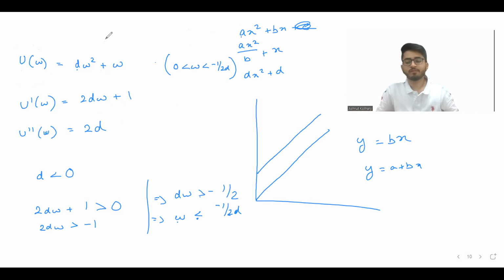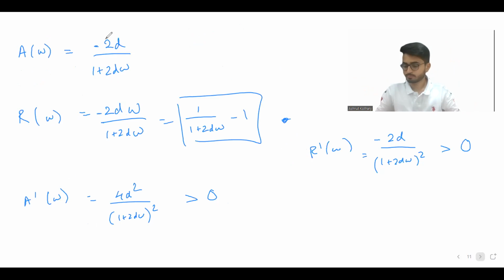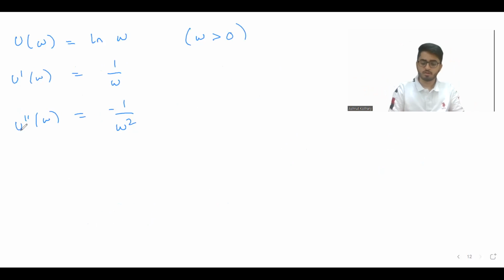U dash W will be 1, पॉजिटिव है. सेकंड डेरिवेटिव तो ऐसे ही नेगेटिव है, तो कोई दिक्कत नहीं, नेगेटिव है ही तो. 2D है, W से फर्क ही नहीं, independent of W. For log, U double dash W is minus 1 by W square, this is always negative, so this is always risk averse only.